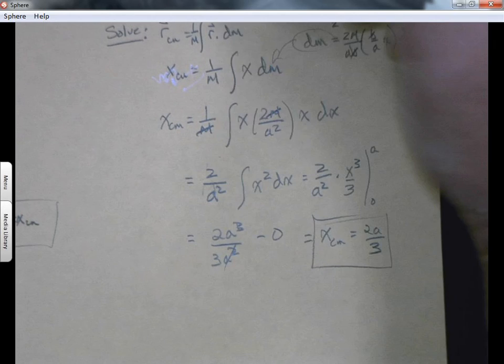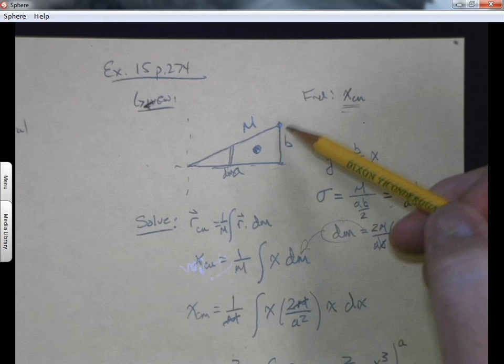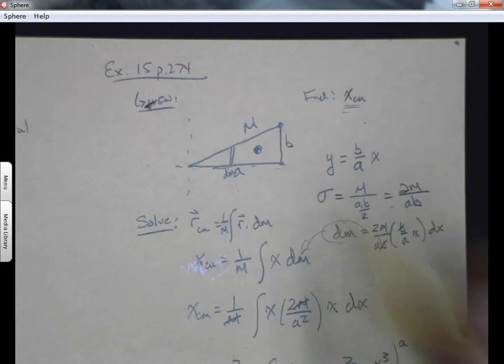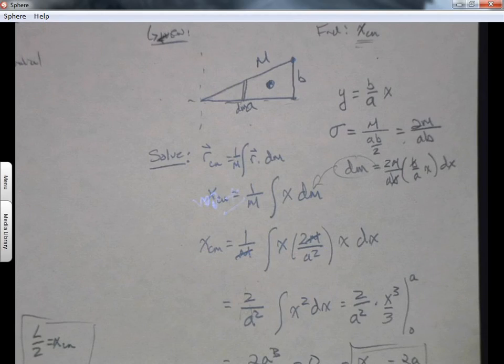Which kind of makes sense when you start thinking about triangles and how the massive portion grows down there, and triangles have that 3 related to it. So that's how we work out our center of mass, and that should be enough to get you guys going on your assignment.